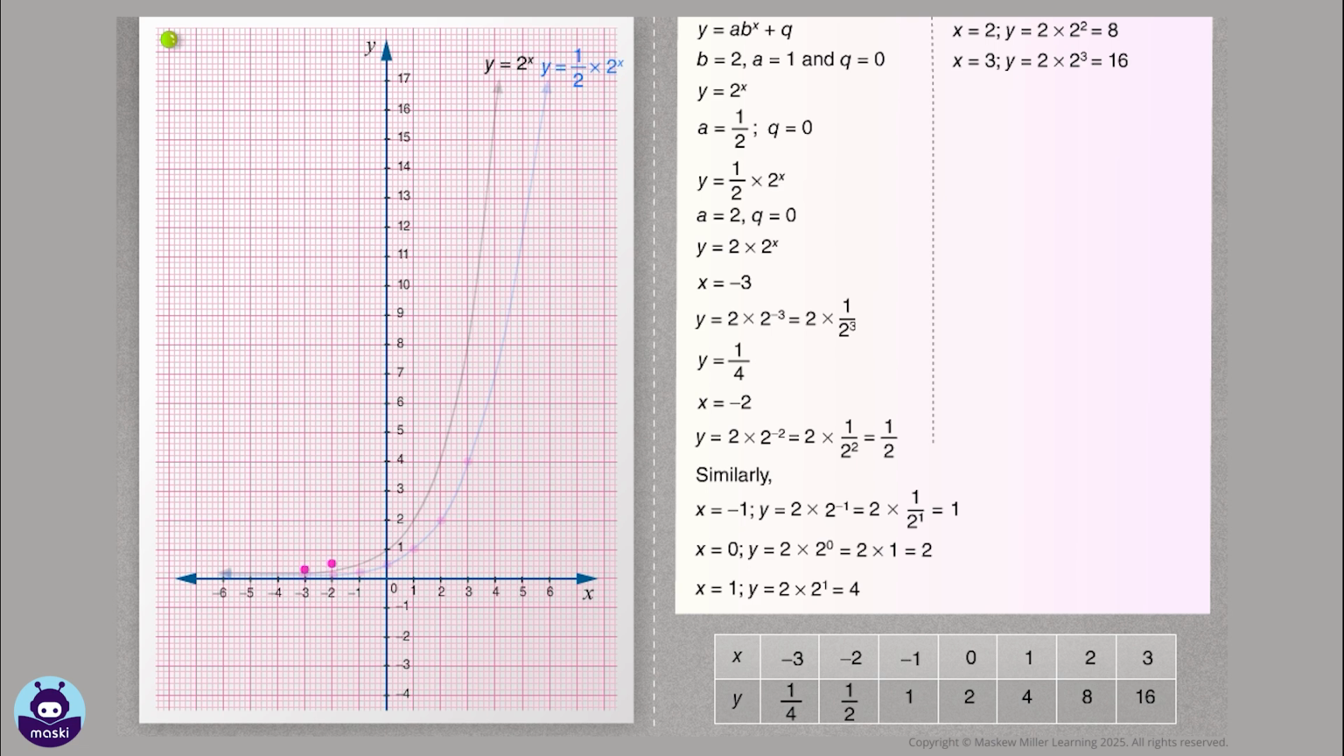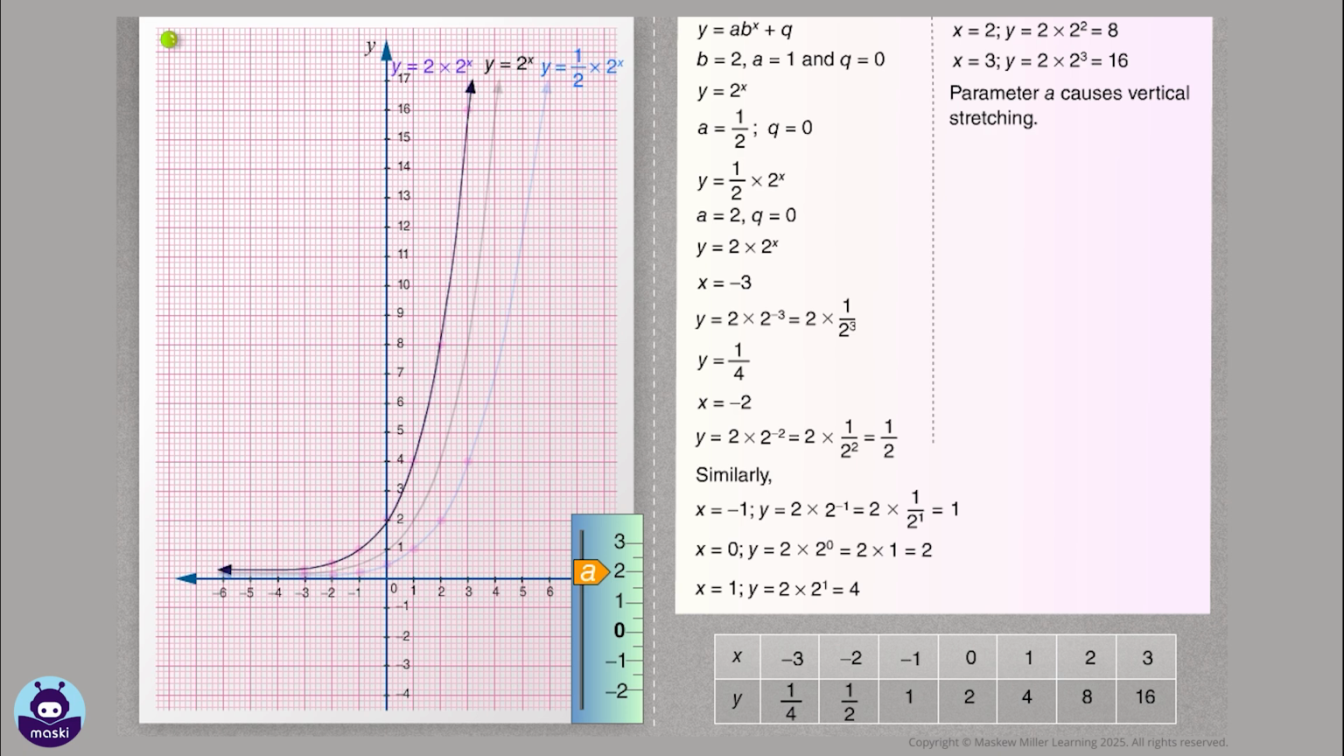We then plot the points on the same set of axes. We join the points with a smooth curve. Observe that the graph of y is equal to 2 times 2 to the power of x is steeper than the graph of y is equal to 2 to the power of x. We can say that the graph y is equal to a times b to the power of x is stretched vertically when a is increased. Here, a is increased from 1 to 2. Hence, parameter a causes vertical stretching of the exponential function. When a is decreased, as it does here from 1 to half, the graph becomes less steep.